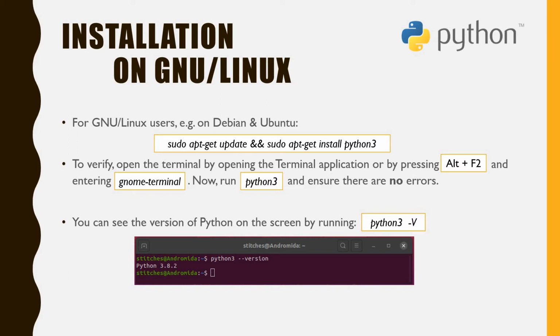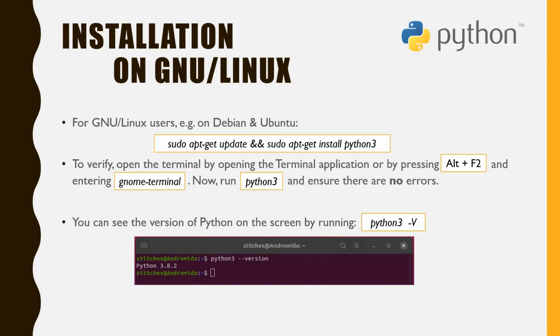What you have to do is open your terminal application and then type the following command: sudo apt-get update and sudo apt-get install python3. The first command, sudo apt-get update, will update all the repository links in the apt-get file, and the next command will install Python 3 into your system.